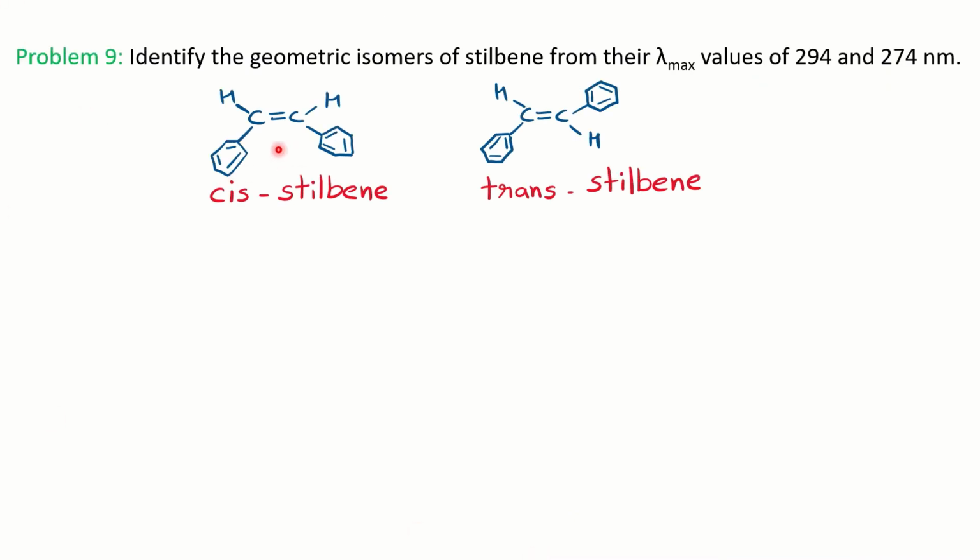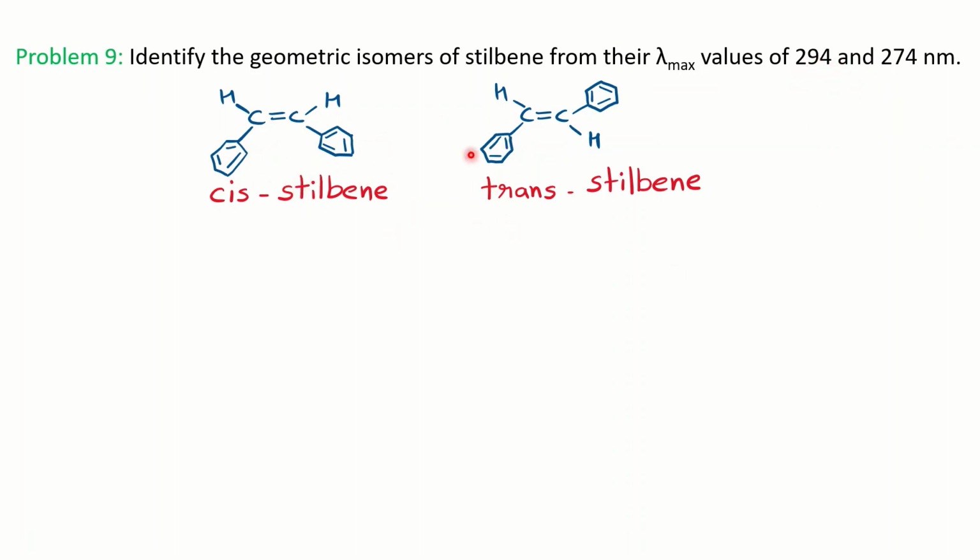Now this problem: identify the geometric isomer of stilbene from their lambda max values. The data is given, one is 294, the other is 274. First of all, if they don't give you the structure, you should know the structure of stilbene. Stilbene has two aromatic rings, so basically the ethylene is substituted on both sides with an aromatic ring: C6H5, CH, double bond, CH, C6H5. Now two geometric isomers are possible. Either the two rings are on the same side, cis, or on the opposite side, trans. How do we identify, based on the data, which lambda max value is for cis and trans?